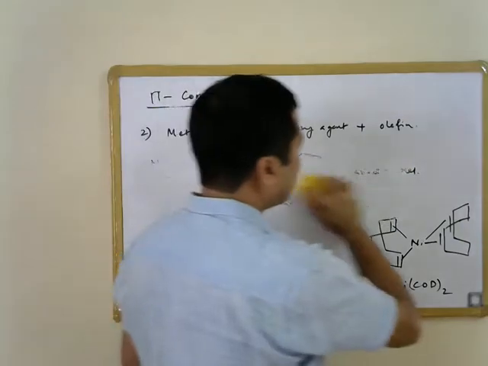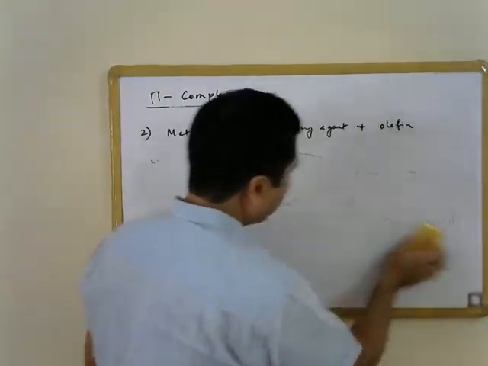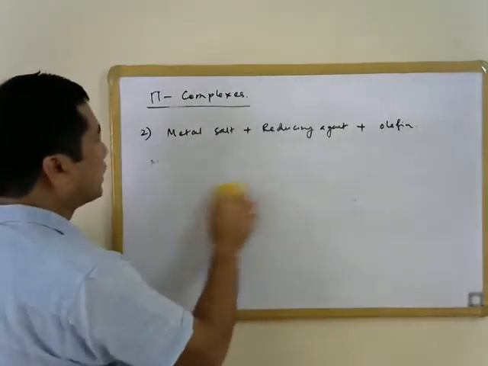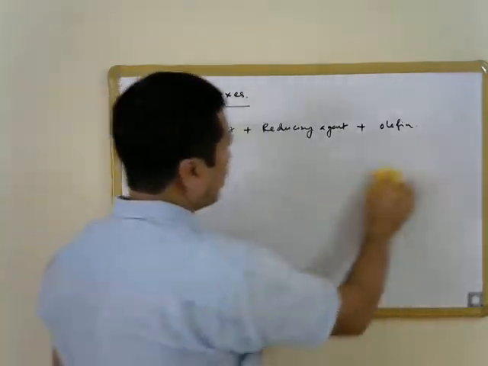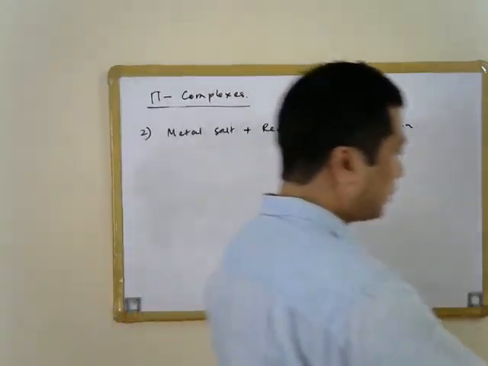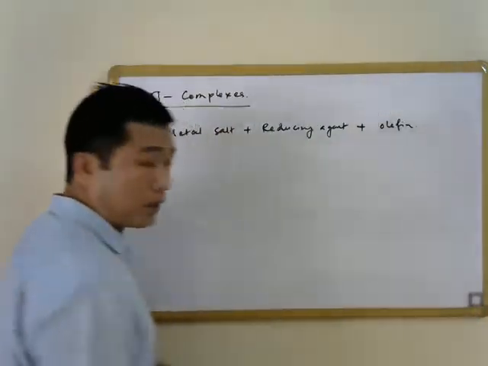We'll see one more example, or one more variation of this sort of reaction, where metallic compounds are reduced in the presence of olefins to produce metal olefin complexes, and in this case one uses a metal halide as the precursor complex.